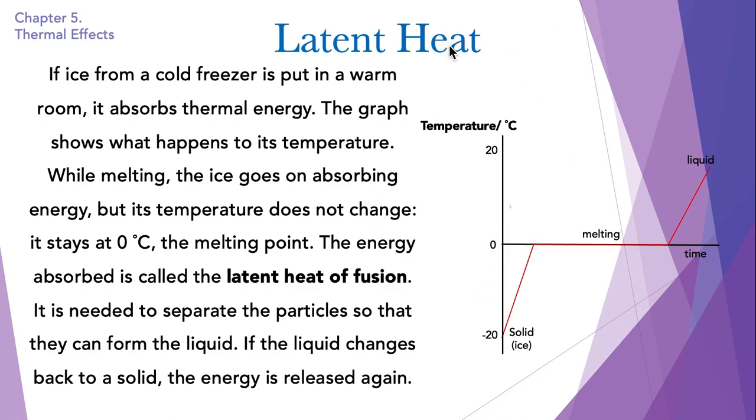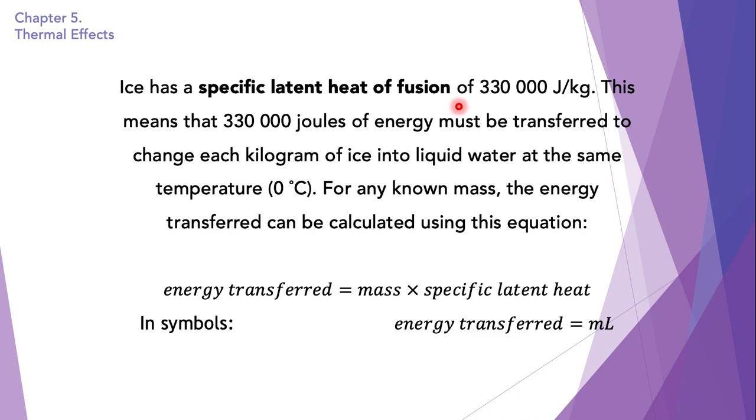Now, ice has a specific latent heat of fusion of 330,000 joules per kg. This means that 330,000 joules of energy must be transferred to change each kilogram of ice into liquid water at the same temperature, which is 0 degrees centigrade. So for any known mass, the energy transferred would be calculated using this equation. Energy transferred is equal to mass times specific latent heat. In symbols, we write it as mL. Capital L is used to represent specific latent heat.